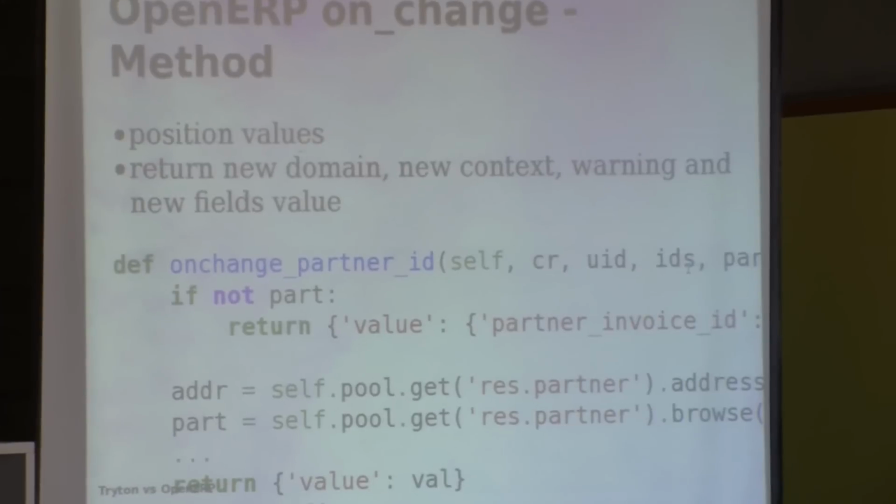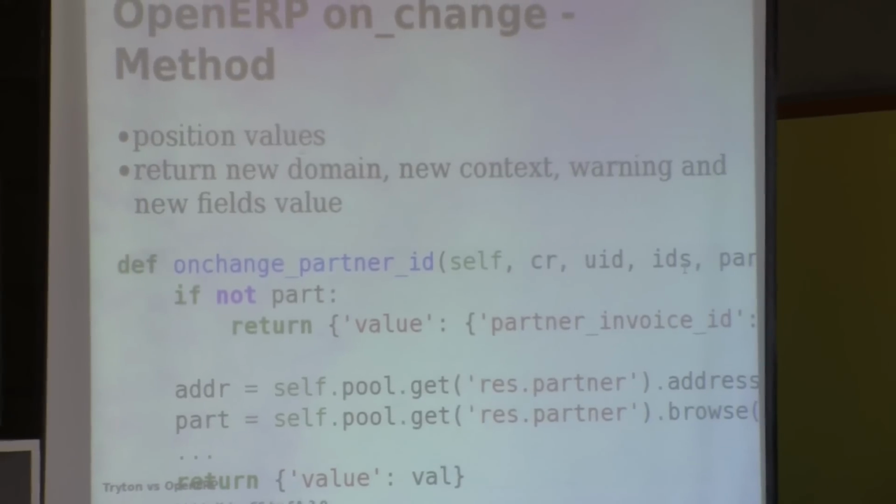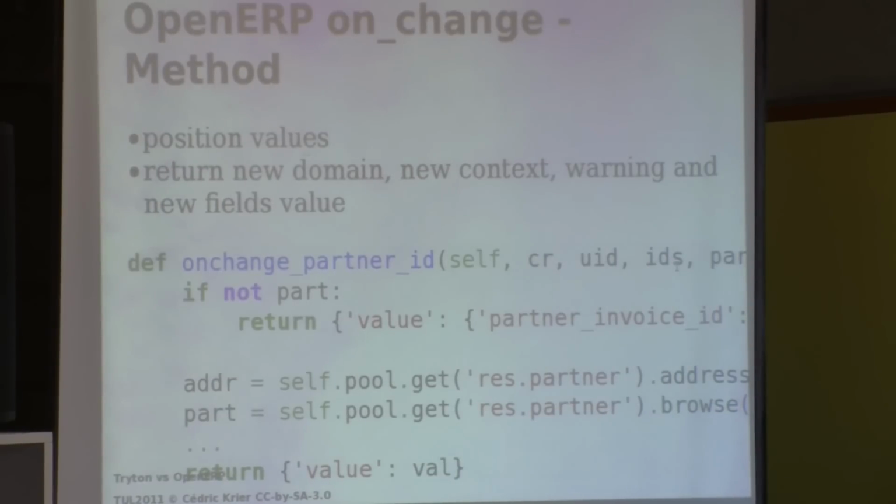You can change the context, and it's the same issue as with the domain. You cannot be sure that your context will be what you expect it to be. Warning, yeah, perhaps. I don't think it's very useful. I think it's better to get a warning when the user pushes what it does to the server, but it could be discussed because perhaps we need something a little bit like that, but need to see. And the new field value, this is the good stuff and the best thing to do.